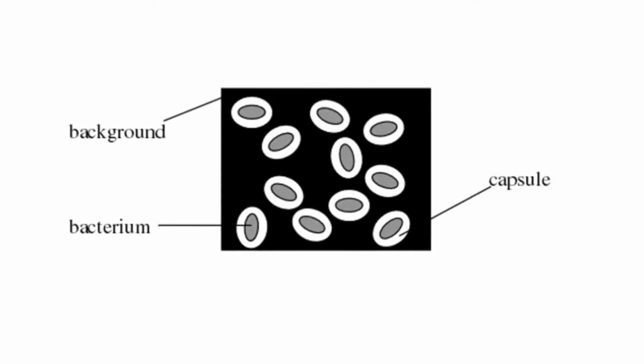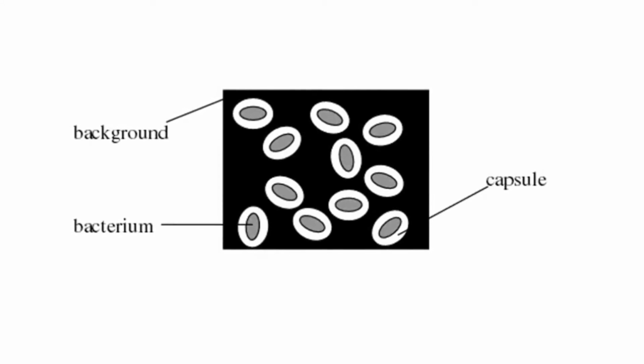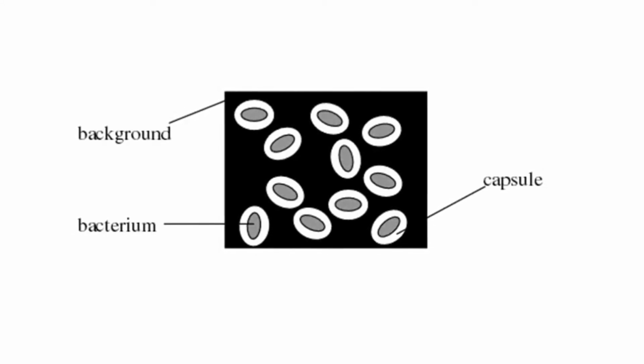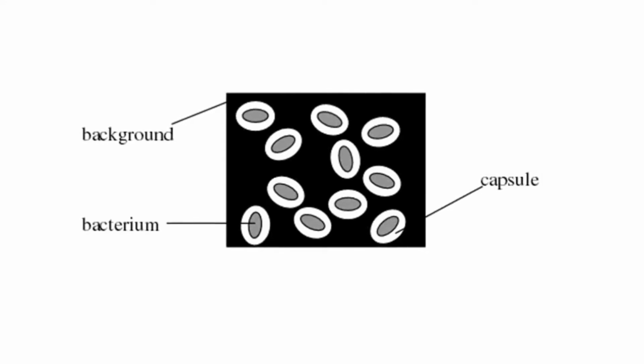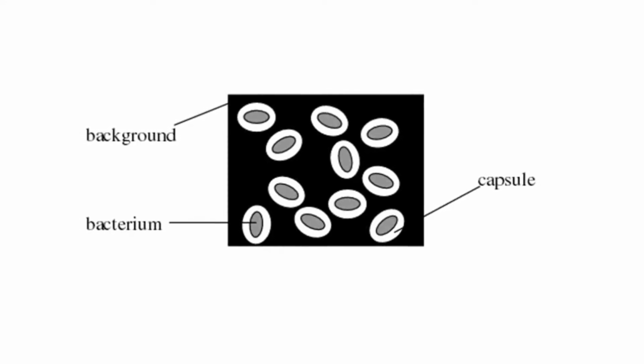Here you can see the clear halo around the bacterial cell. You can see the central bacterium surrounded by a capsule, and the background is dark.